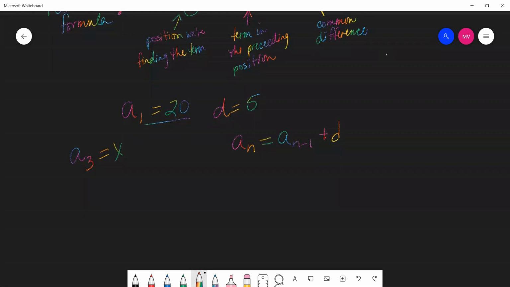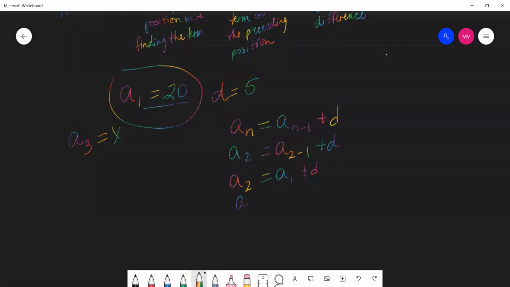So AN is A2. That's my next one because if I plug 2 in there, 2 minus 1, and then simplify that. So A2 equals what's 2 minus 1? A1. And I know that. I was given that here. And that's why position 1 has to be included with a recursive formula, because you have to know where to start. So then I can plug in A1 and D and calculate A2. So A2 becomes 20 plus 5, which means A2 is 25.